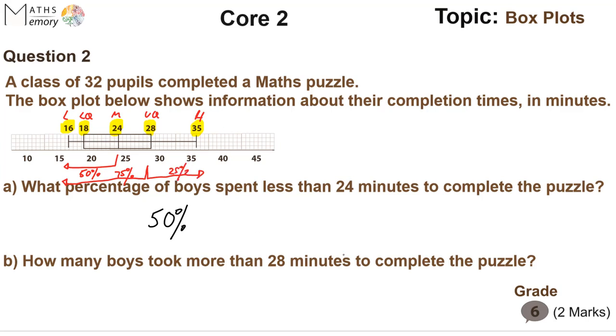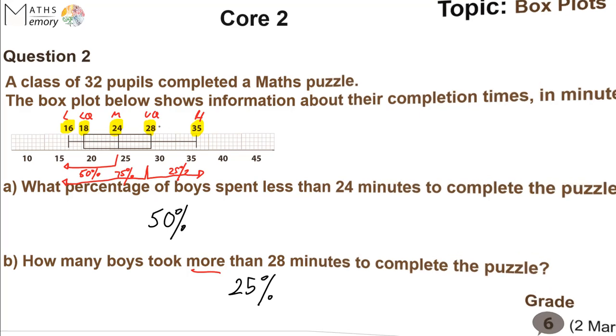That's what the question is asking, because it's more, which is the bit between the high and the upper quartile. So the answer is simply 25%. These questions can simply be read from the box plot itself, looking at the respective statistics as such.